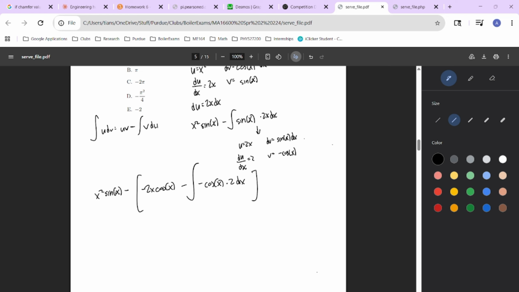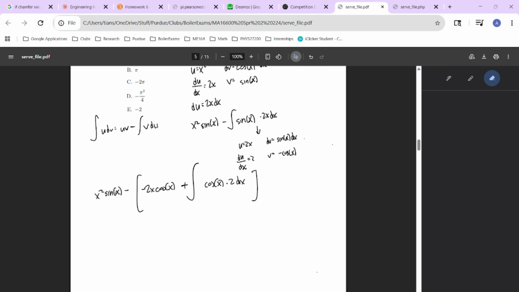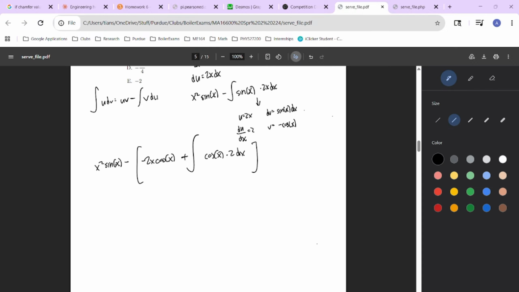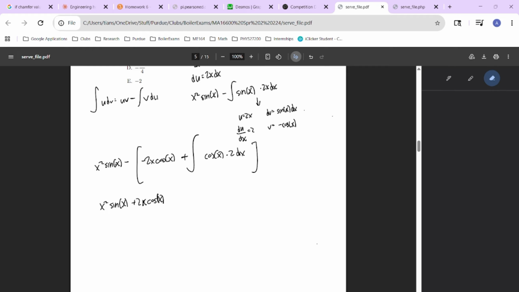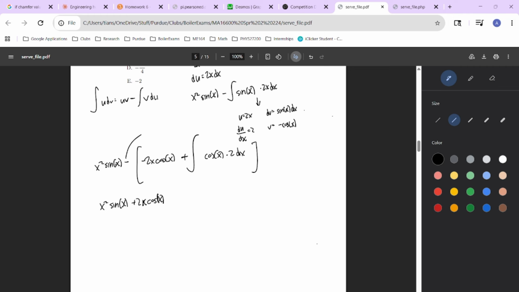So this out here becomes a positive. This becomes, you can pull that negative sign out. And then this becomes a very simple integral. So this is x squared sine of x plus 2x cosine of x, and then minus, because we're bringing this minus sign to this plus sign, minus 2 sine of x, and then all of that between 0 and pi.